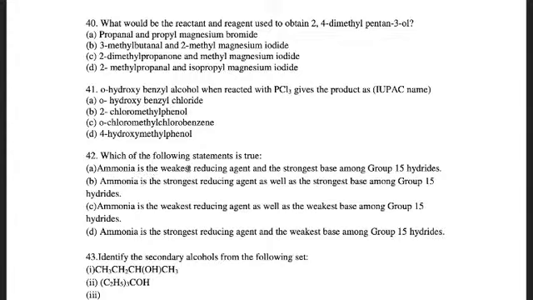Question number 42. Which of the following statements is true? A. Ammonia is the weakest reducing agent and strongest base among group 15 hydrides. B. Ammonia is the strongest reducing agent as well as the strongest base. C. Ammonia is the weakest reducing agent as well as the weakest base. D. Ammonia is the strongest reducing agent and weakest base. Correct. The answer is option A.